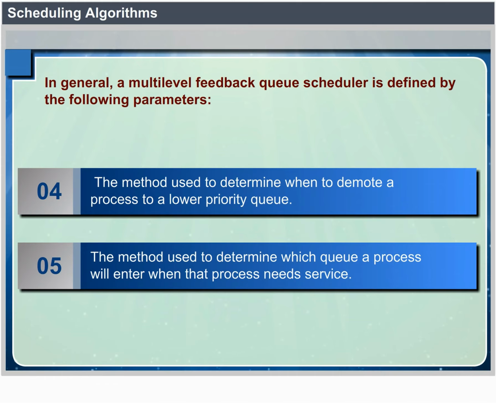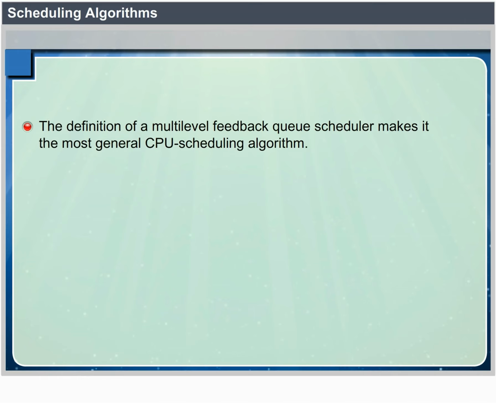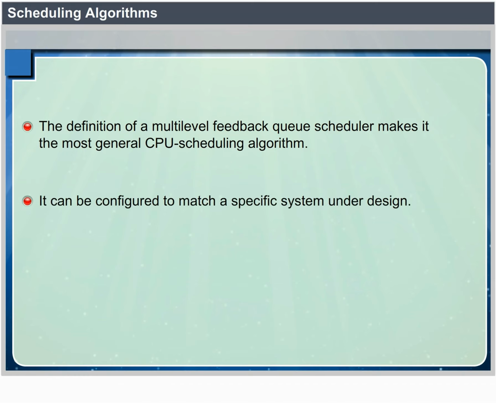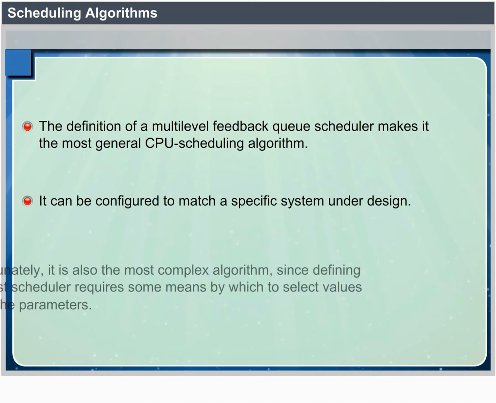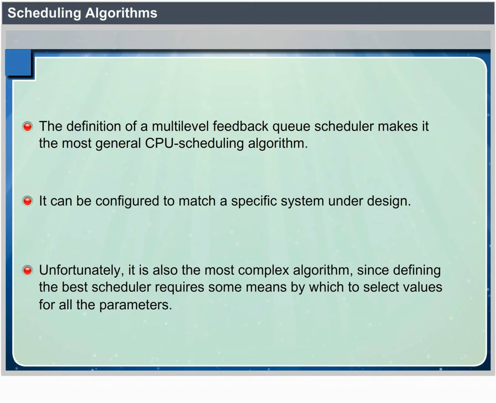The definition of a multilevel feedback queue scheduler makes it the most general CPU scheduling algorithm. It can be configured to match a specific system under design. Unfortunately, it is also the most complex algorithm, since defining the best scheduler requires some means by which to select values for all the parameters.